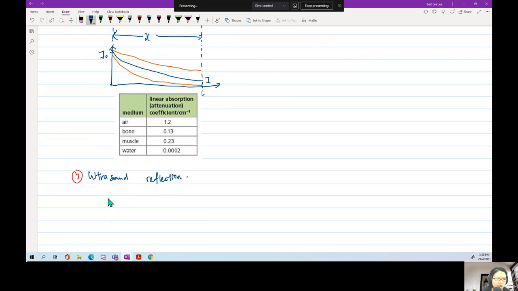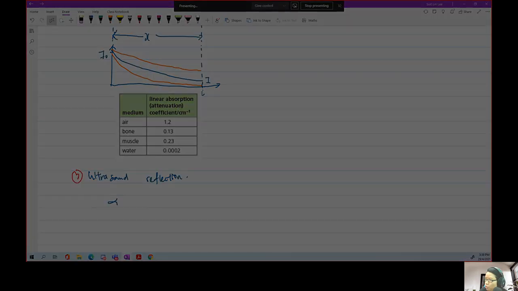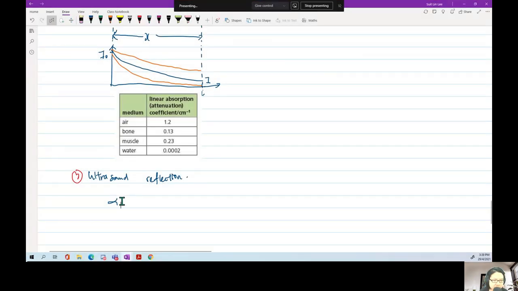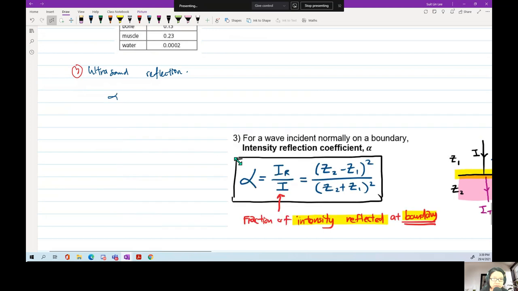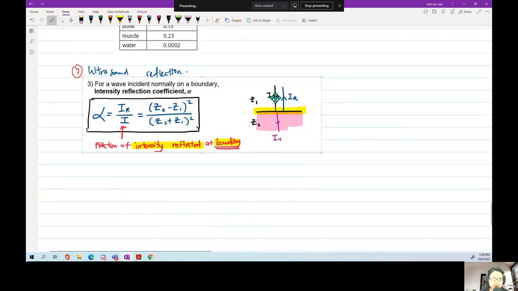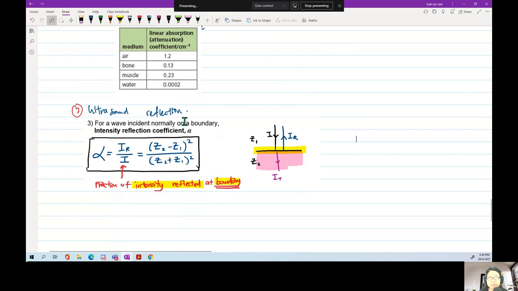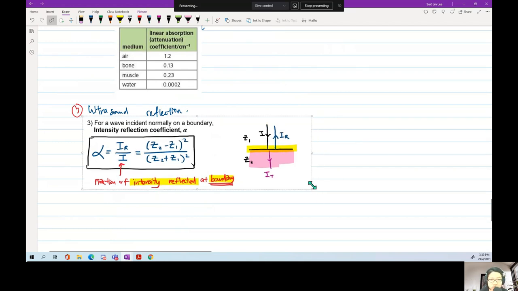So we have this thing called the alpha, or the reflective coefficient, so to speak, the intensity reflection coefficient. I'm just going to steal this from the notes. Most of the time, they will give you the value or the equation of alpha, which is this. Okay, this is the equation for alpha. Most of the time. But there were some times where they didn't give you. So if they didn't give you, then I'm sorry, you're expected to know.